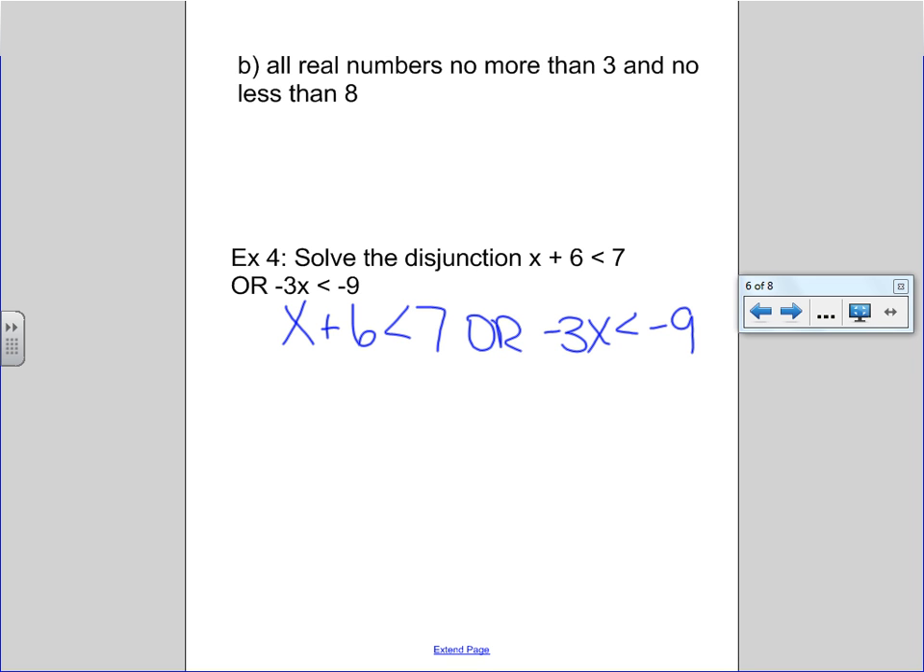On the first one, to get x by itself, I'm going to subtract 6. What I do to one side, I must do to the other. Cancel, so I'm left with x is less than 1.